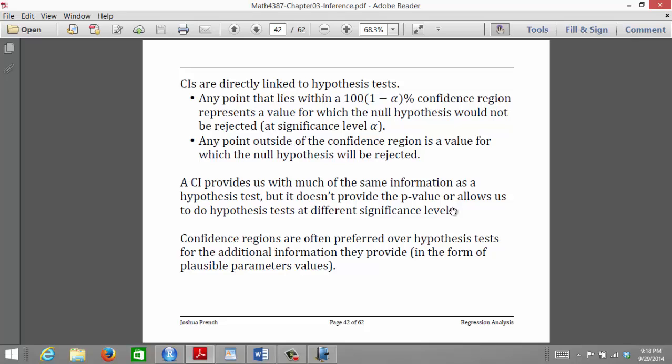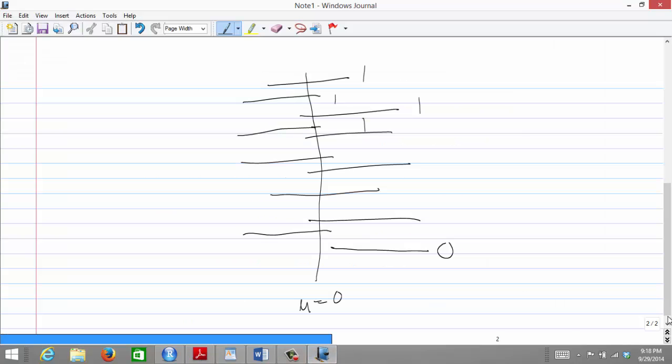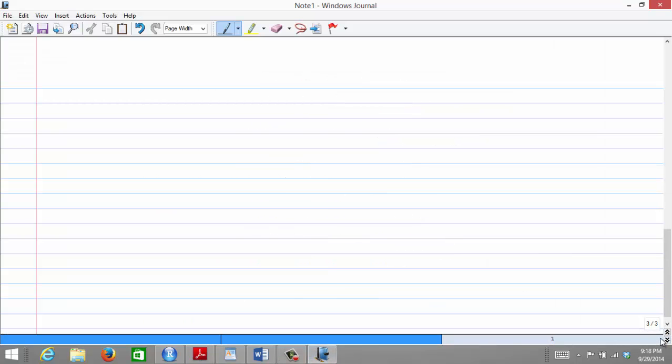But confidence regions are actually often preferred over hypothesis tests because instead of simply making a decision between the null and alternative hypotheses, you actually have an idea of plausible parameter values, which is often more useful. And one of the reasons for this is that there's actually a big debate in the statistical community about whether hypothesis tests make sense at all.